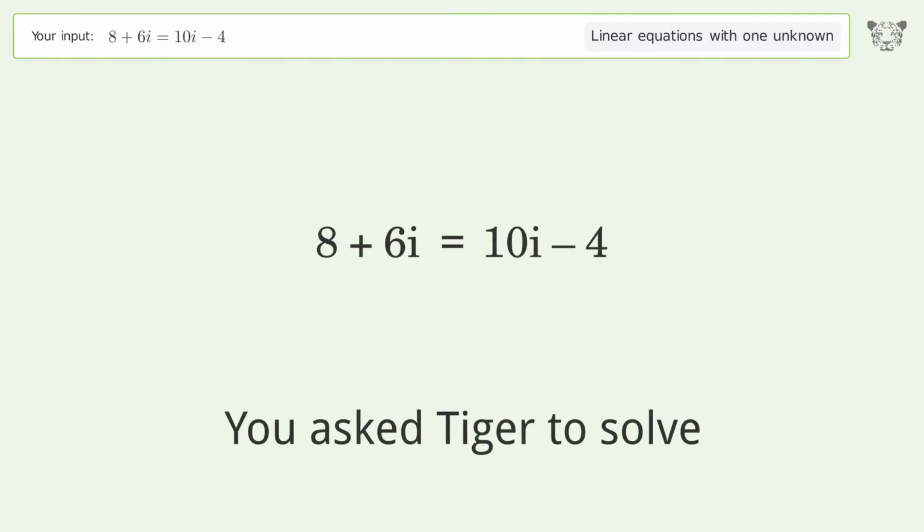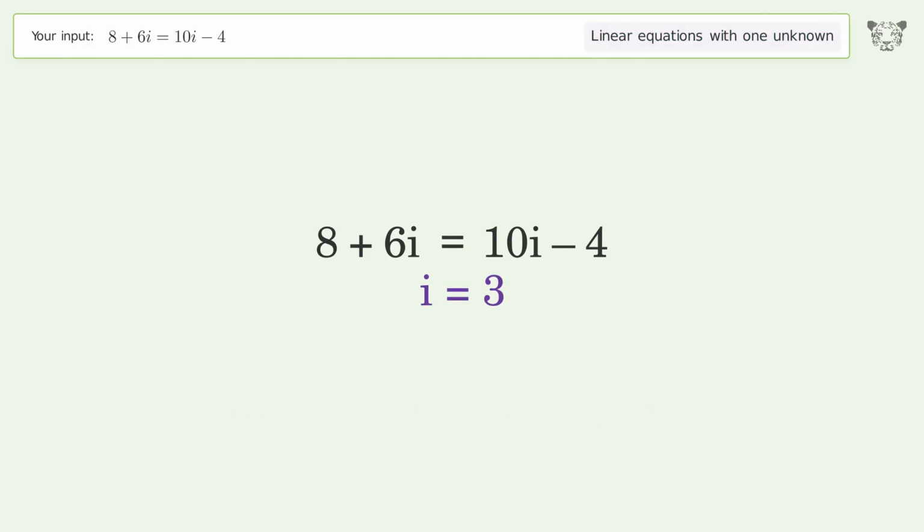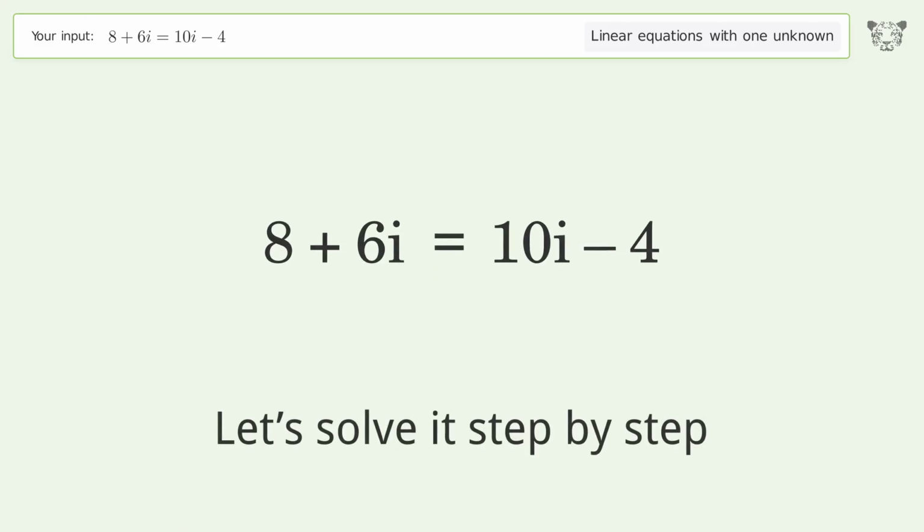You ask Tiger to solve. This deals with linear equations with one unknown. The final result is i equals 3. Let's solve it step by step.